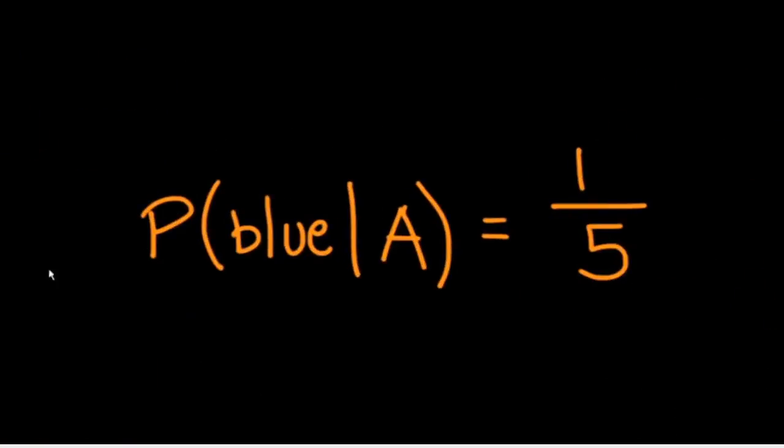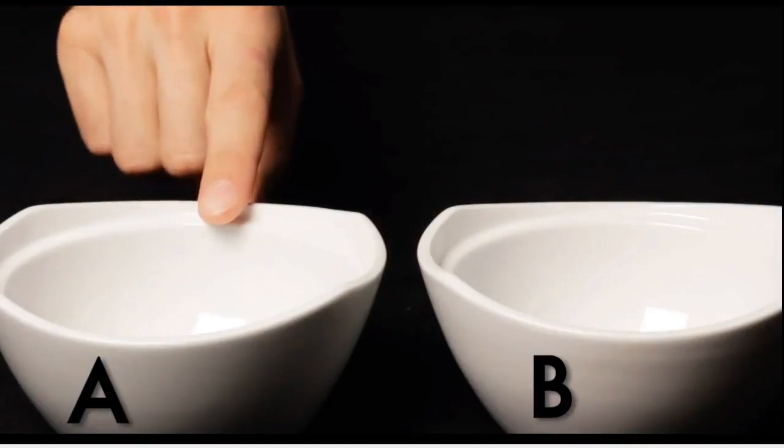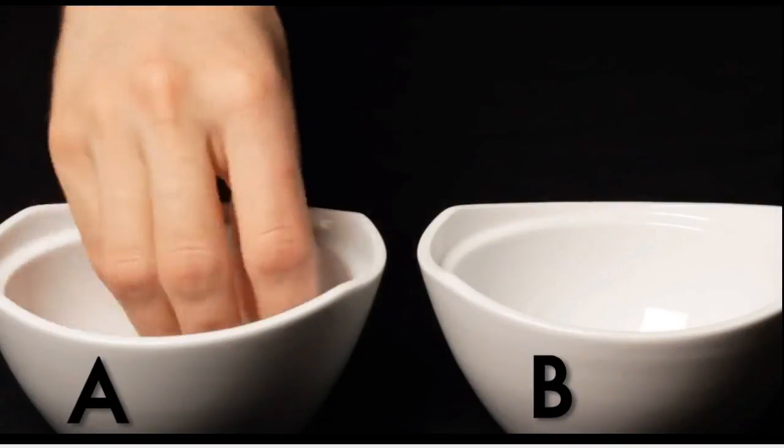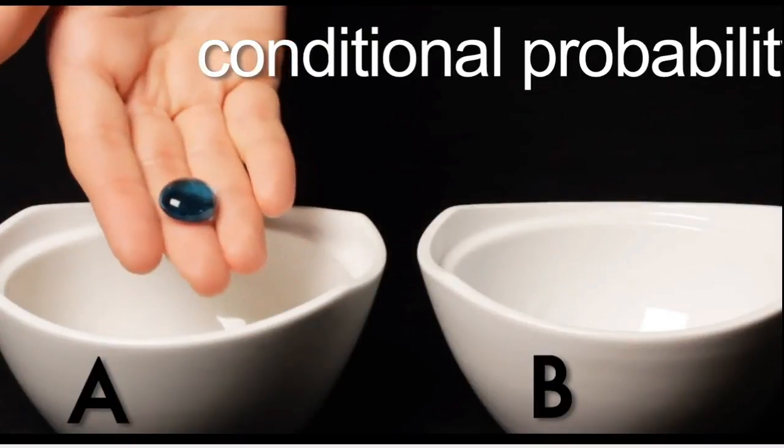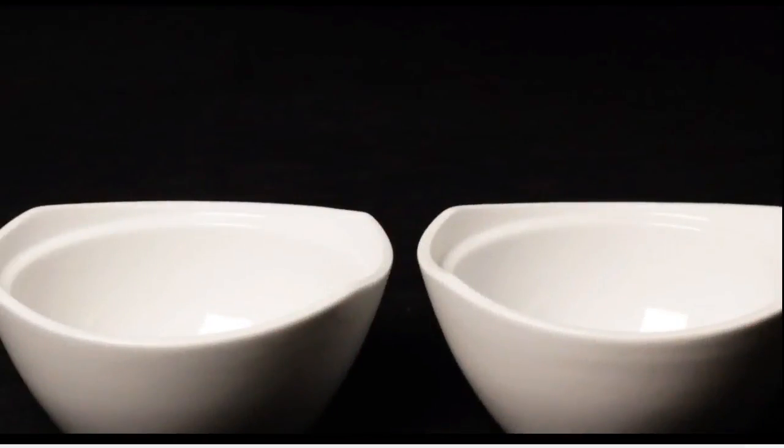This is standard notation for conditional probability. The vertical bar is read as given. The probability we are looking for precedes the bar, and the condition follows the bar. In the previous example, we calculated the conditional probability of drawing a blue marble, given that we draw from bowl A. Now let's flip things around.